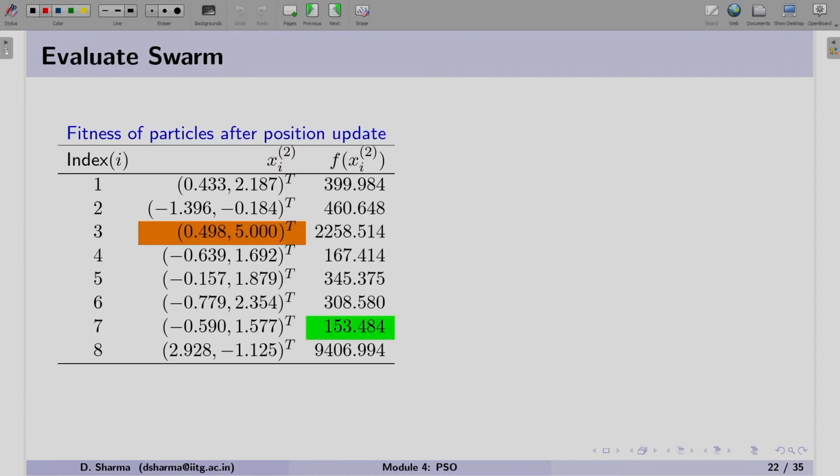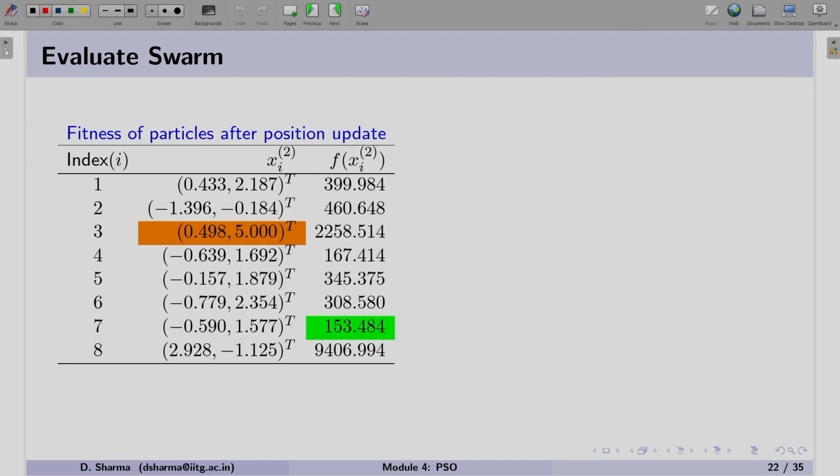Since we have calculated the updated position, we have to evaluate it. Here the components of particle 3 are shown again, and in orange color this particular component. The second component of particle 3 was out of the bound, so we kept it at 5, and accordingly the fitness is calculated. The fitness of the particles after the position update, all of the quantities, are given in this table on the left hand side.